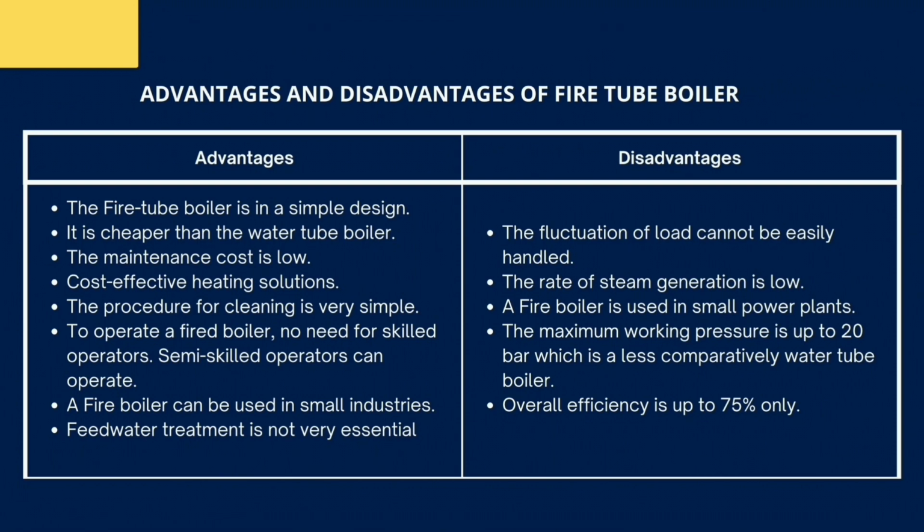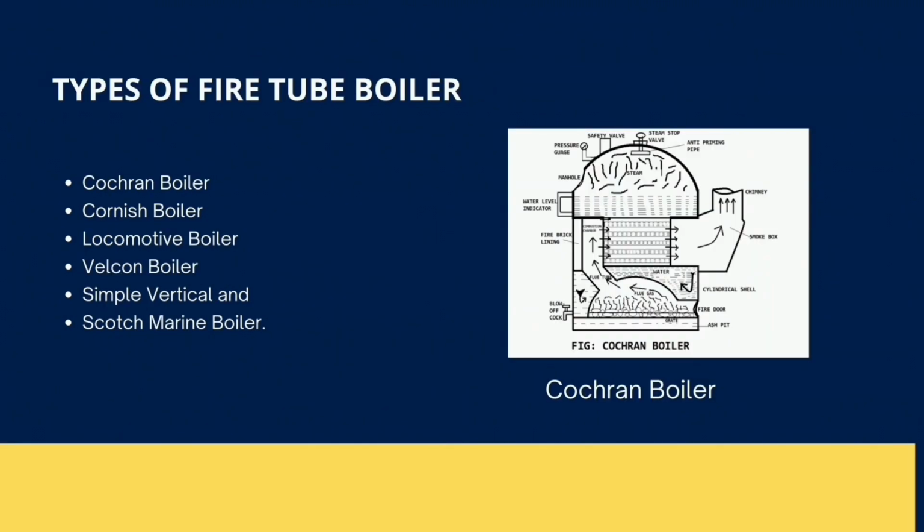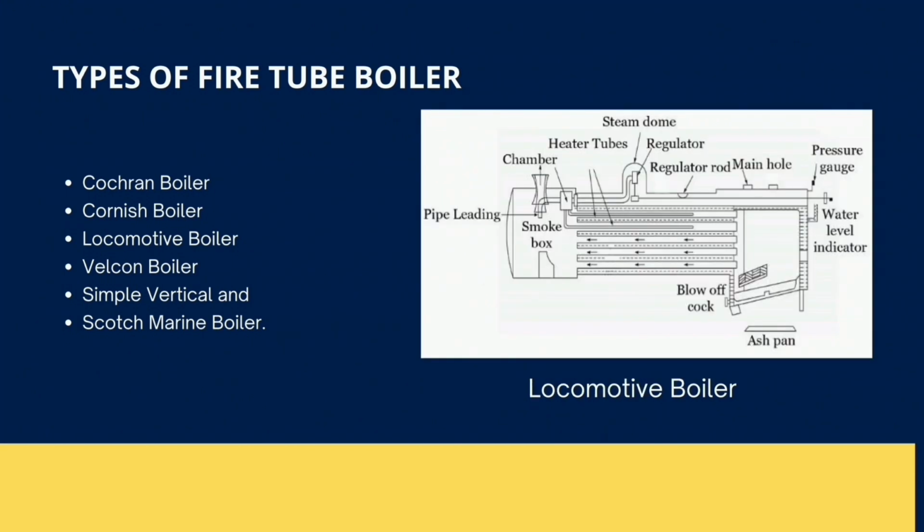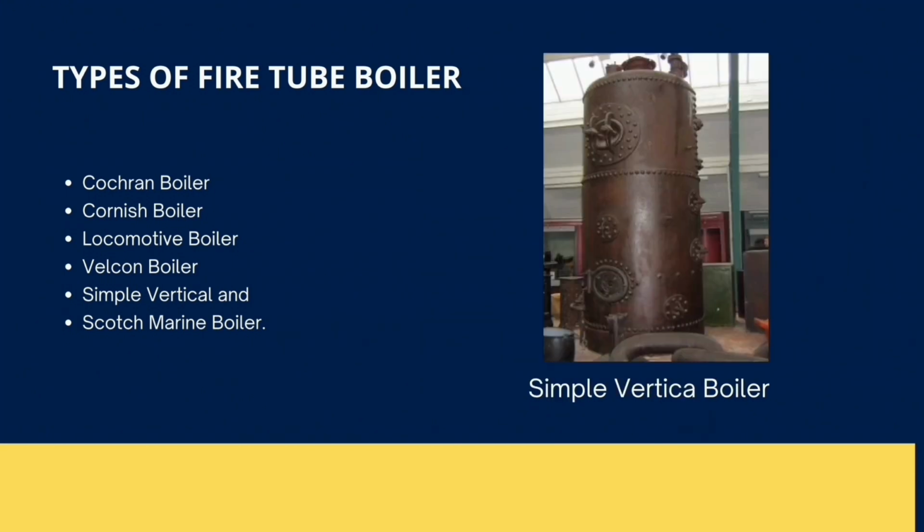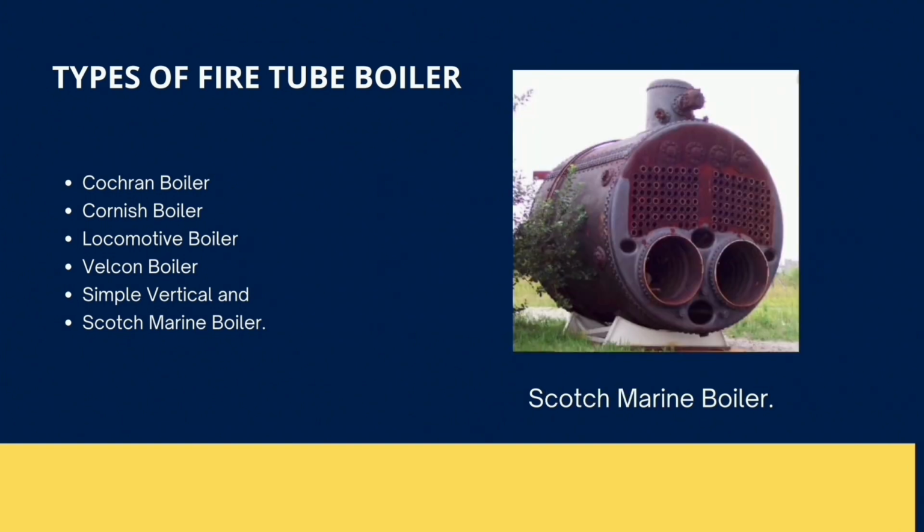For the disadvantages, fluctuation of load cannot be easily handled, the rate of steam generation is slow, and the fire tube boiler is used in small power plants only. The maximum working pressure is up to 20 bar, which is comparatively less than the water tube boiler, and the overall efficiency is up to 75% only. There are types of fire tube boiler, which are the Cochran boiler, Cornish boiler, locomotive boiler, simple vertical boiler, and Scotch marine boiler.